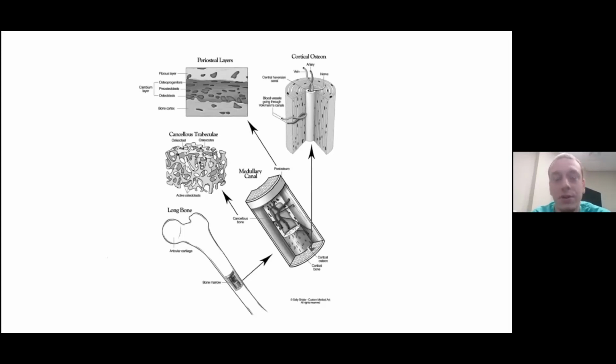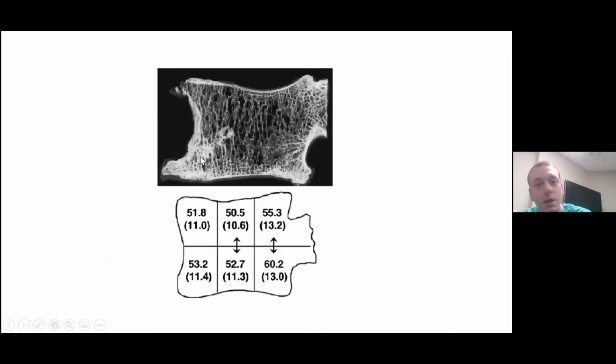Here's an illustration showing the different types of mature bone. On the top right, we have cortical bone, which is composed of densely packed osteons. And on the middle left, we have the cancellous bone, which is mainly composed of densely packed trabecula. The vertebral body withstands compressive loads in the axis of the spine, thanks to the densely packed trabecula.